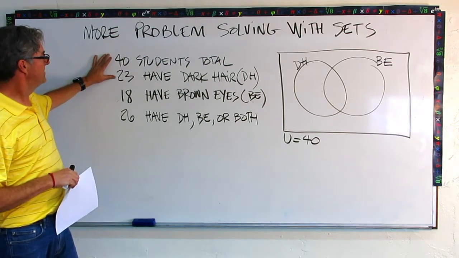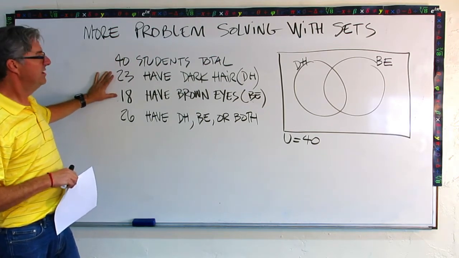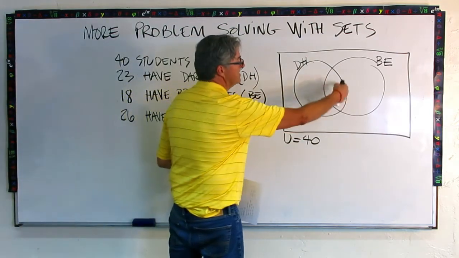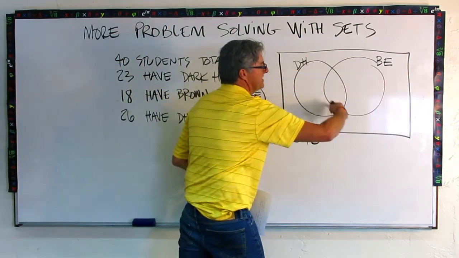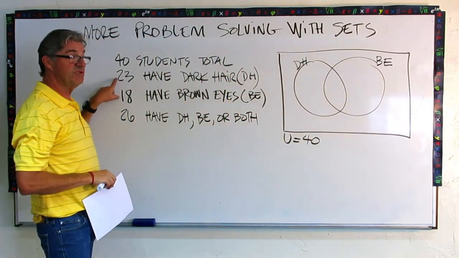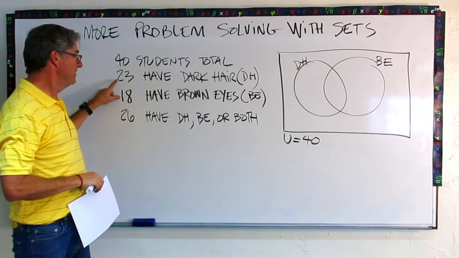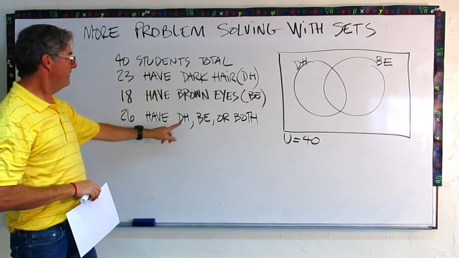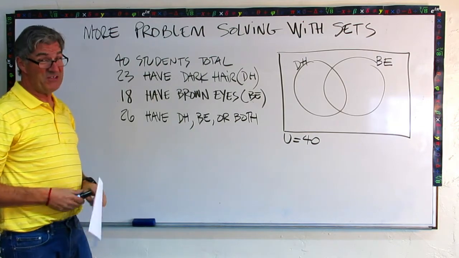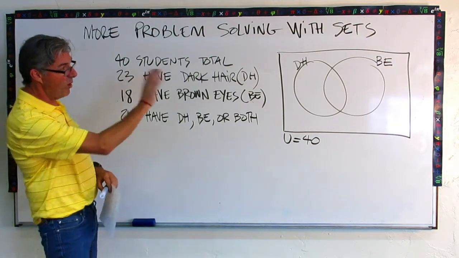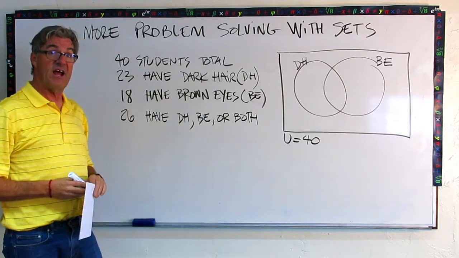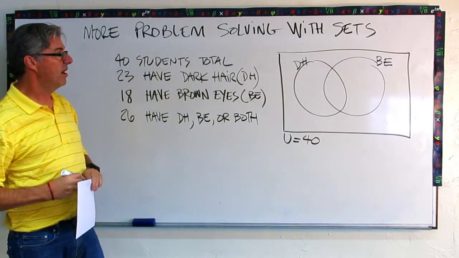These two I can't. This is these two. 23 is dark hair and 18 is brown eyes. So that means 23 is in this circle and 18 is in that circle. But since there's an intersection, we can't put these numbers directly on there. Okay? Now, 26 have dark hair, brown eyes, or both. That we can't put on there either. There's no one region that covers all of these. So we're going to have to use a little bit of an algebra trick to populate our Venn diagram.